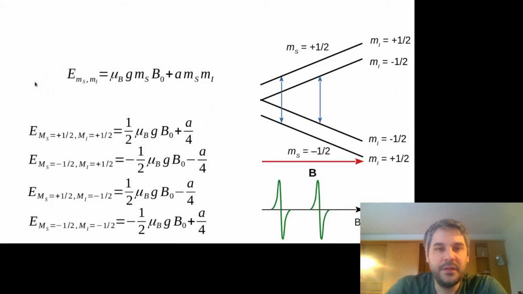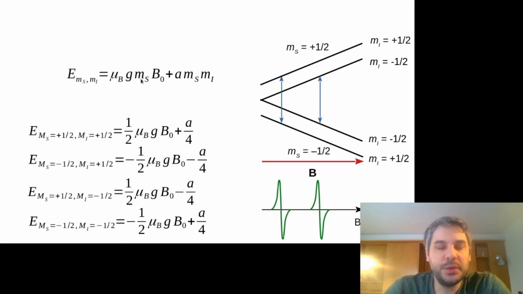So if we remember that in the last video we saw the energy levels, the ms energy levels of an electron in an external magnetic field, that gives rise to these straight lines which are linearly separating with the magnetic field B, we saw that the energy separation was mu b times the g value of the electron times the ms value times the external magnetic field, B or B0. So now we can add the hyperfine splitting interaction.